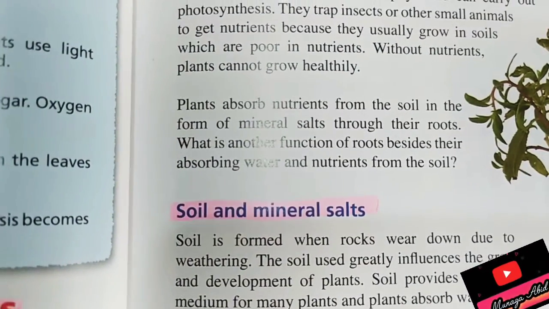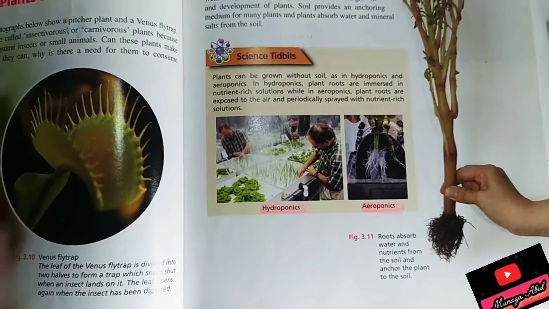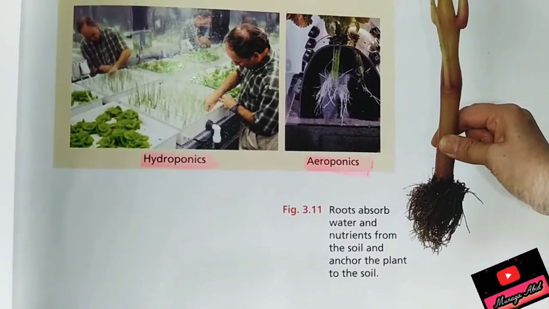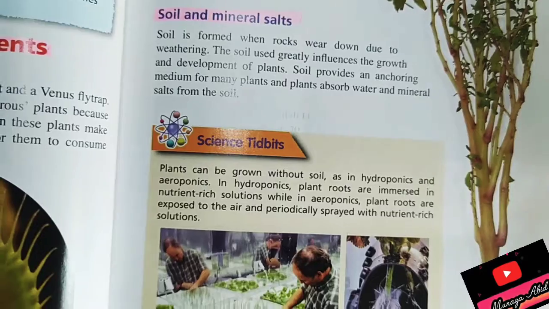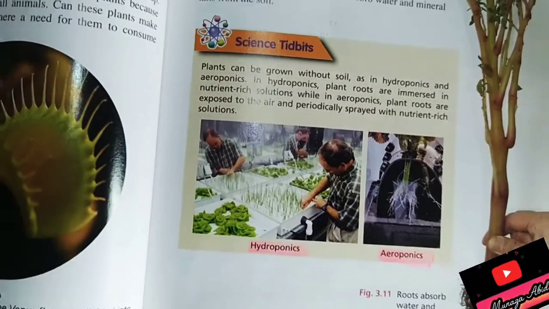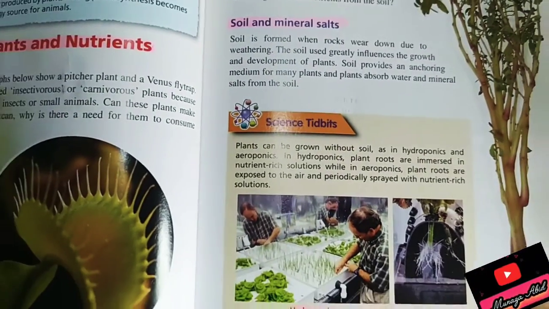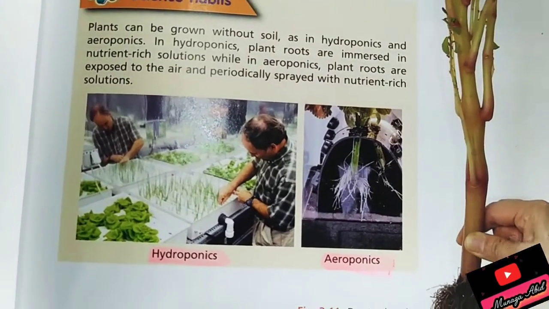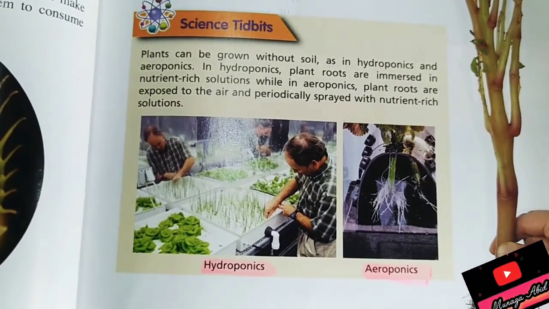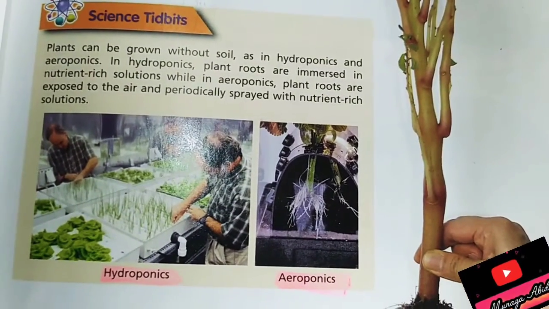So it tells that plants, being living organisms, also need nutrients. Plants absorb nutrients from soil. How do they absorb nutrients? With the help of roots. That's why on page number 61 they are showing the roots. Roots absorb water and nutrients from the soil and anchor the plant to the soil. Now here is a very important science tidbit: plants can be grown without soil, as in hydroponics and aeroponics. Soil is very important, but it is not the only thing used to give plants nutrients. There are two techniques, one called hydroponics and the other aeroponics. If water is sprayed periodically on the plants, they can be grown without soil, as in aeroponics.